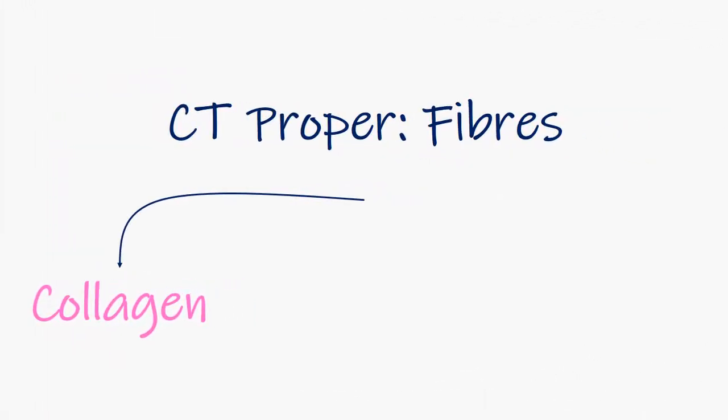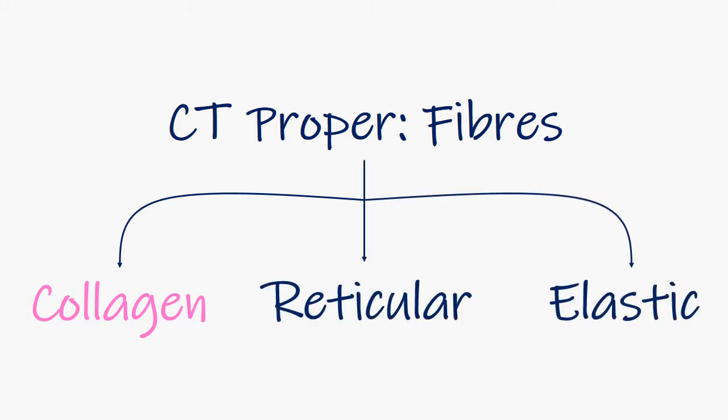Now that you have been introduced to collagen, there are two other types of fibers that you will often hear about during microanatomical study of the human body: reticular fibers and elastic fibers. Let's first take a look at reticular fibers.